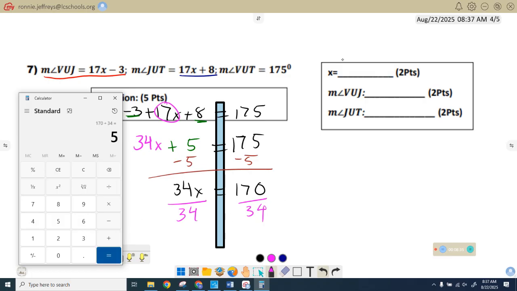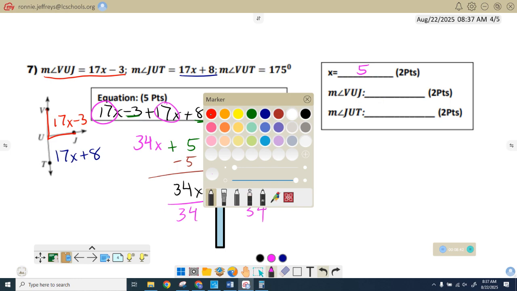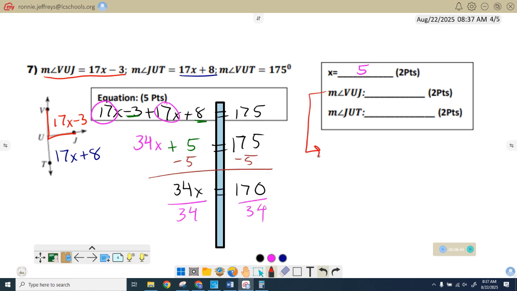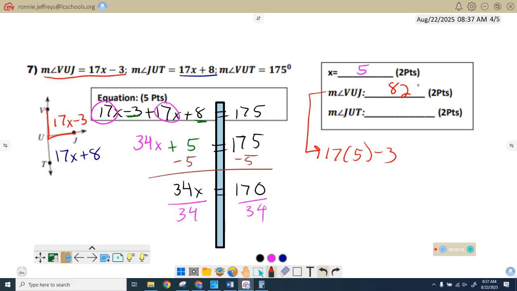All right, so this is 5. Now, we plug it in. Plug it in, plug it in. So for this one, this is 17 times 5 minus 3. Times 17 equals minus 3. All right, so this is 82. 82 what? Degrees. Yes, the symbols matter. Details matter.